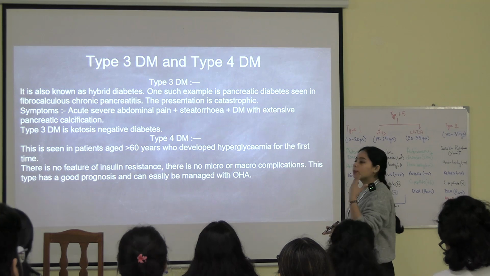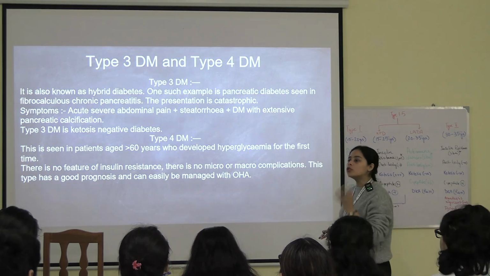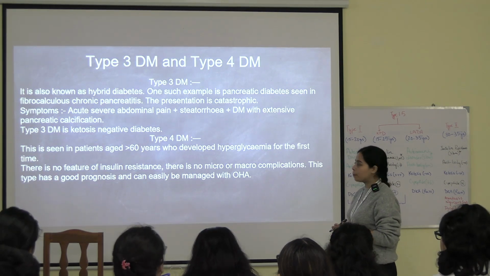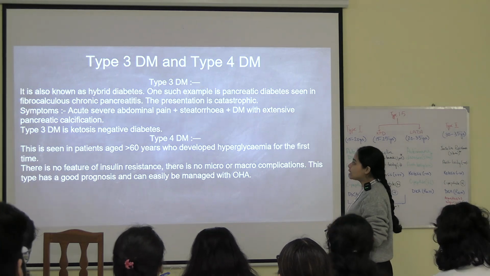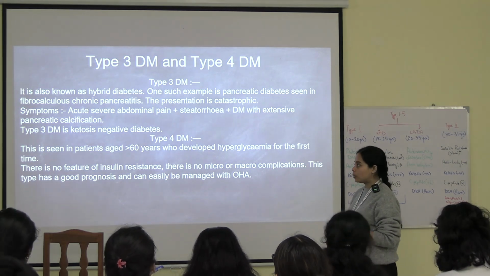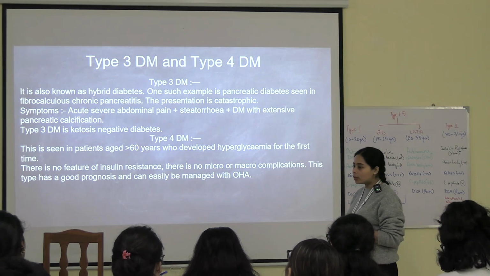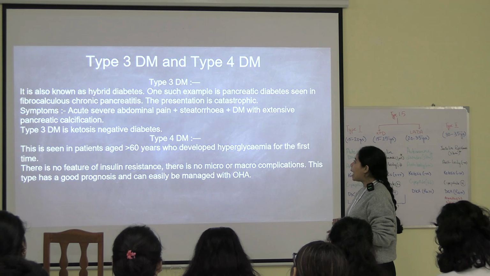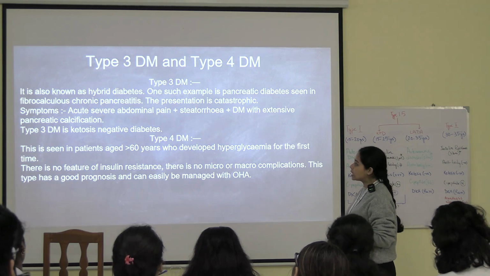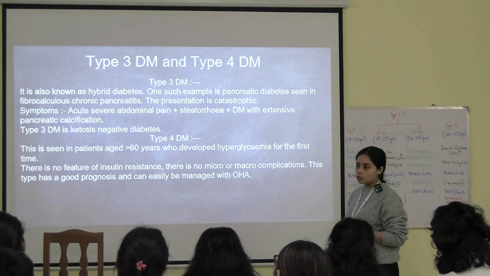When fat is not getting metabolized and it is coming out with the stool, that is steatorrhea. Then diabetes mellitus with extensive pancreatic calcification will be there. These are the symptoms: acute severe abdominal pain, steatorrhea, and diabetes mellitus with extensive pancreatic calcification.